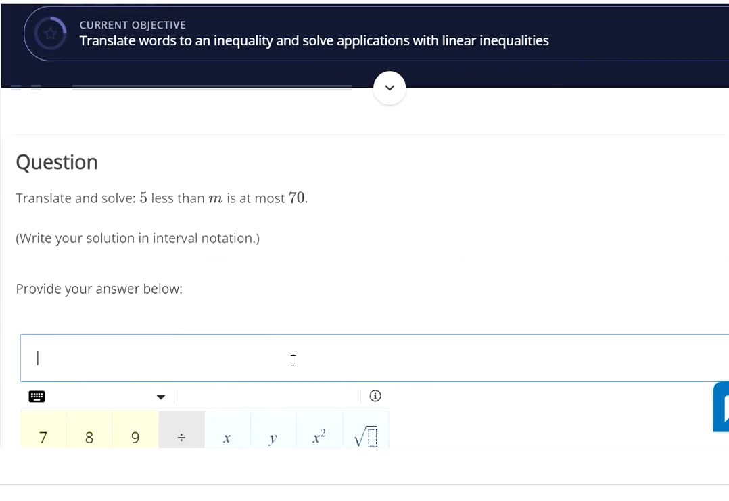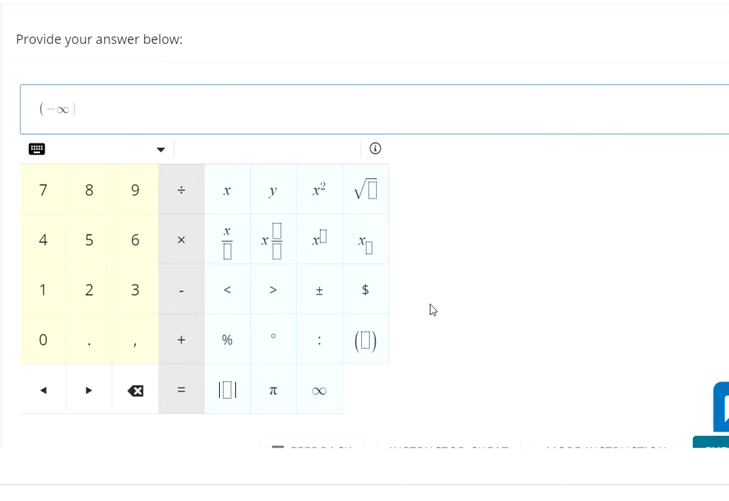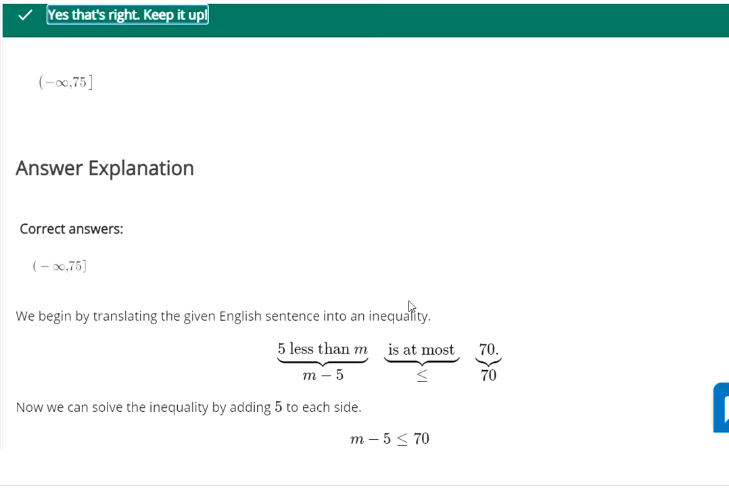Okay, one more here. 5 less than m, that's 5 less than m right there, is at most 70. If you're at most 70, that means you've got to be less than 70 or exactly equal to 70. So if you add 5 to both sides, and then in interval notation, that's -infinity, comma 75, I think is what I got. Is at most 70, so that means the endpoint.